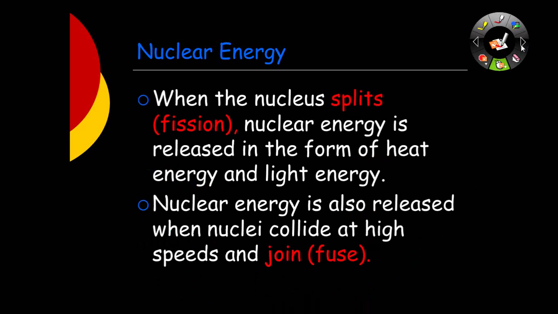Nuclear energy. When the nucleus splits, this is called fission. When you divide the nucleus, it's called fission. Nuclear energy is released in the form of heat and light energy. Nuclear energy is also released when the nuclei collide at high speed or fuse. Okay? Fission is when it splits. Fusion is when they join.